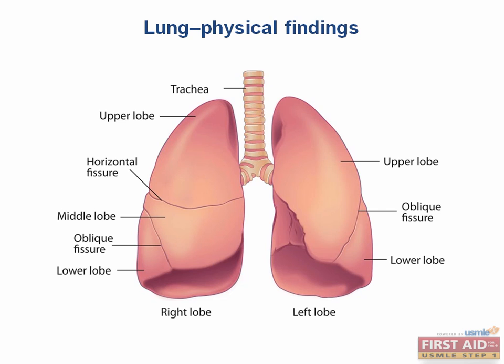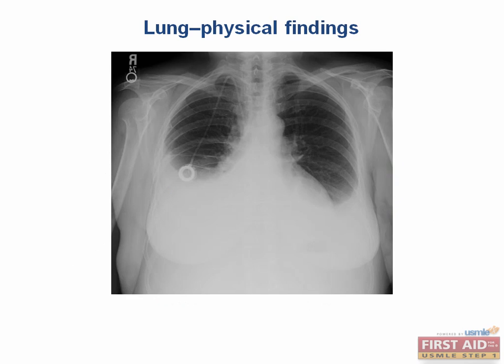If you hear decreased breath sounds at one or both lung bases, especially with dullness to percussion and decreased fremitus, you might think pleural effusion. Remember that fremitus is a palpable vibration you feel with a low-frequency vocalization. We'll talk more about pleural effusion later on.